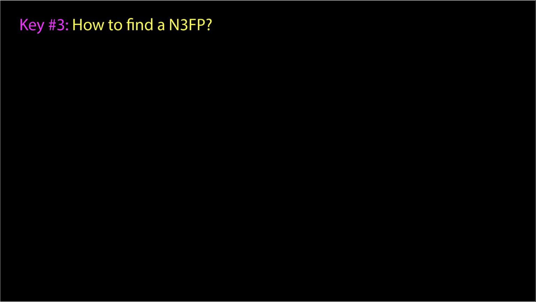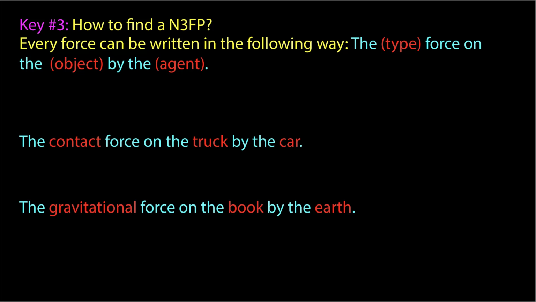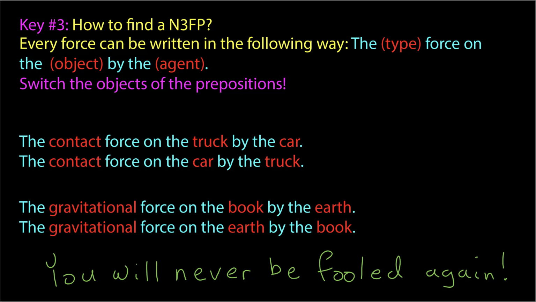How can you find a Newton's third law force pair? Easy. Remember, every force can be written in the following way. The type of force on the object by the agent. For example, there is the contact force on the truck by the car, the gravitational force on the book by the Earth. To find the Newton's third law force pair, simply switch the objects of the prepositions. The contact force on the car by the truck is the Newton's third law force pair for the contact force on the truck by the car.